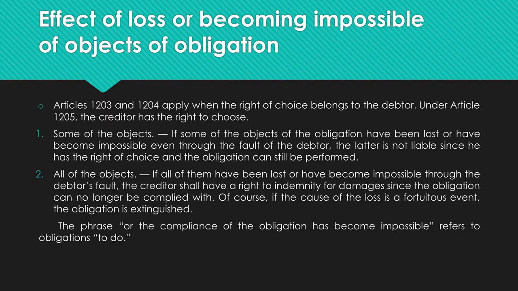So, effect of loss or becoming impossible of objects of obligation in 1203 and 1204. Okay, it applies when the right of choice belongs to the debtor. Under Article 1205, the creditor has the right to choose. Okay?